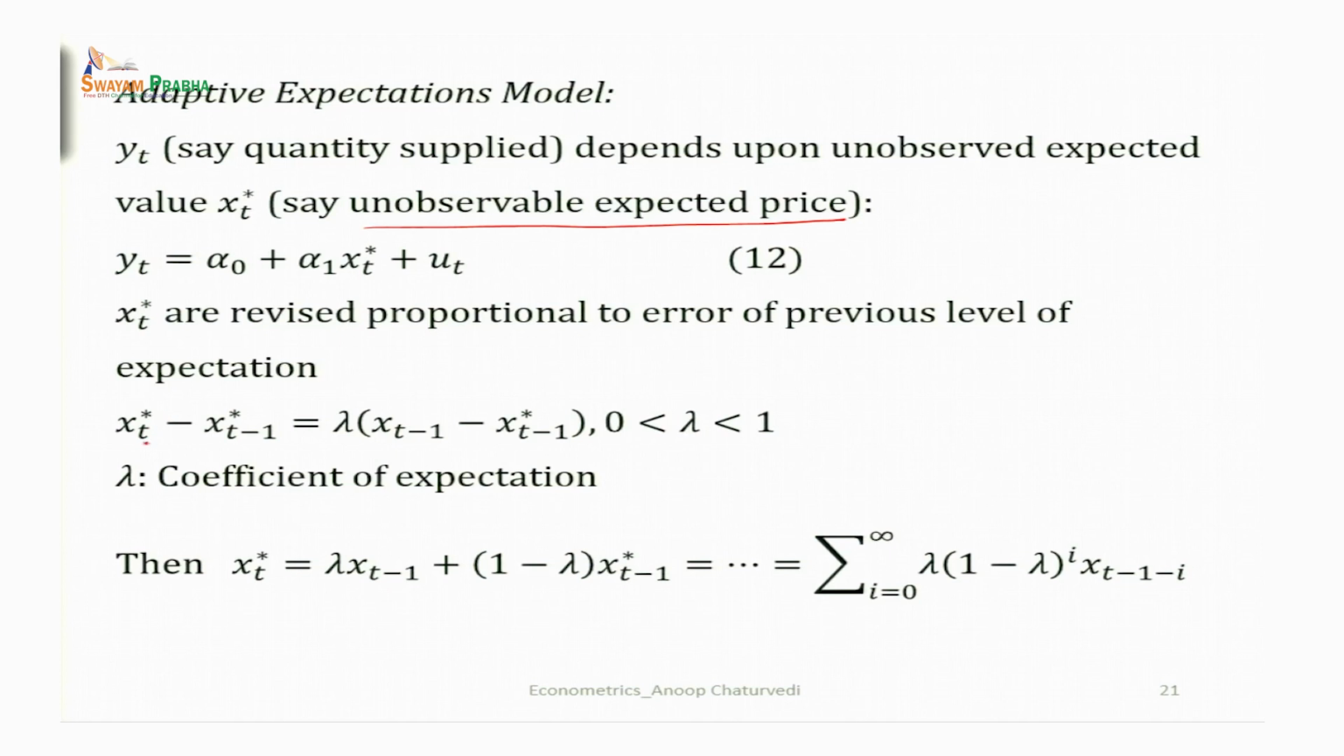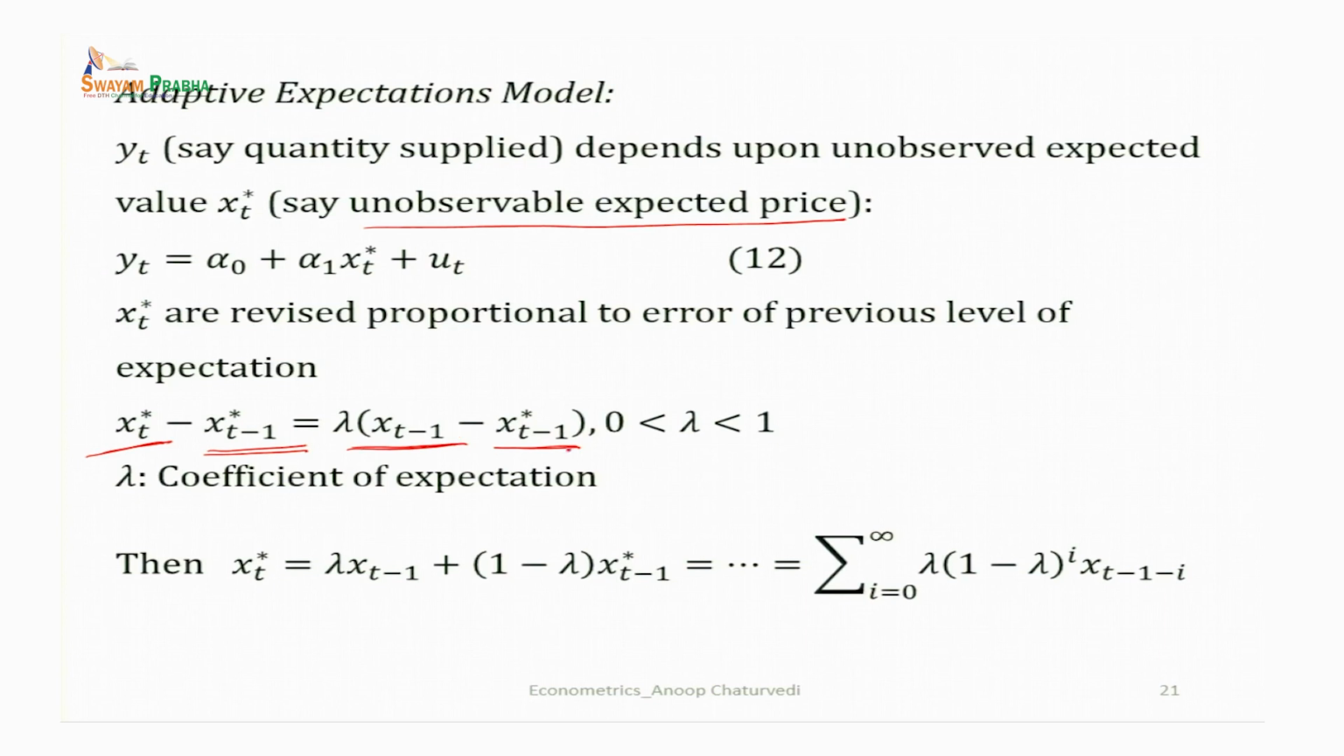So, x_t* minus x_{t-1}* is equal to lambda (x_t minus x_{t-1}*). So, this is the previous predicted value or expected value, maybe expected price, and this is the expected price for the current period. Now, this is the expected price for the previous period. Now, the actual value of the price for the previous period is also known.